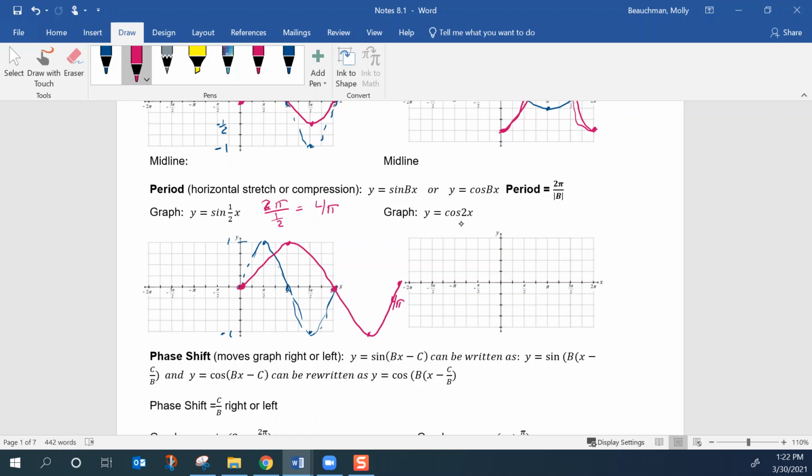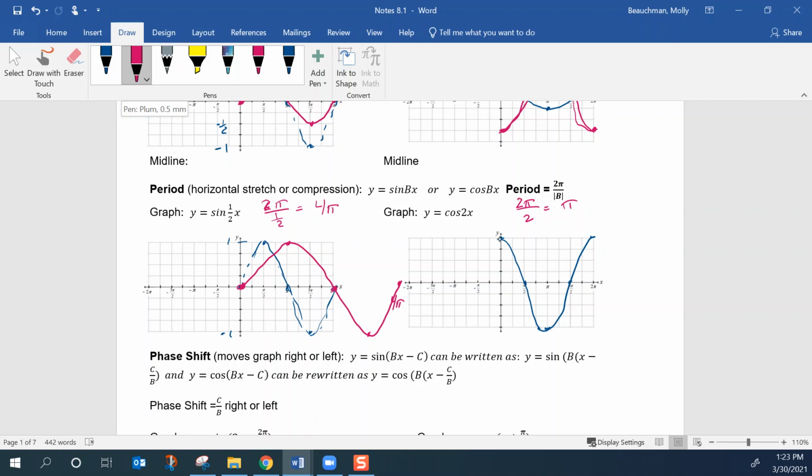Let's see, graphing y equals cosine 2x. The graph of the original cosine, I'll start with, has a period of 2 pi. And now the new period is going to equal 2 pi divided by b, which is 2. So now the period is pi. So I want this whole thing to happen between 0 and pi instead of 0 and 2 pi.